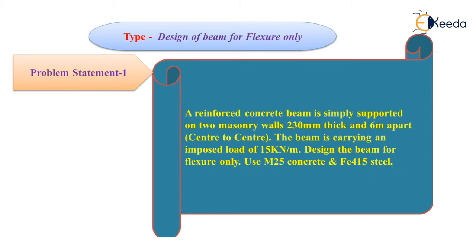So here a beam which is simply supported is given. And it is supported by a masonry wall of 230 mm. And the center to center distance is given, that is 6 meter. Okay. And imposed load is 15 kN per meter. In this problem, it is already stated that we have to design the beam for flexure only. Okay. And the grade of concrete is 25 and grade of steel is 415. Okay. So here is the given data.